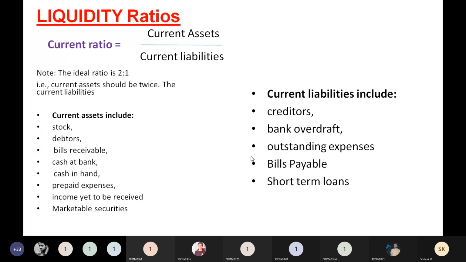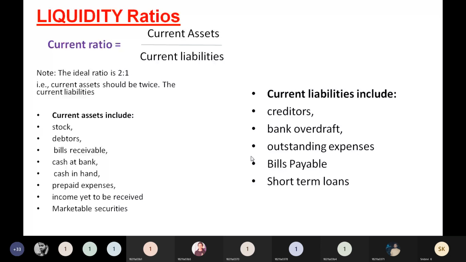If the company is going to get any short-term loans, short-term loans meaning within a one-year period, which should be paid, they come under short-term loans. All those will be included in current liabilities. I think I am clear that all the main current assets and main current liabilities have been listed out here.